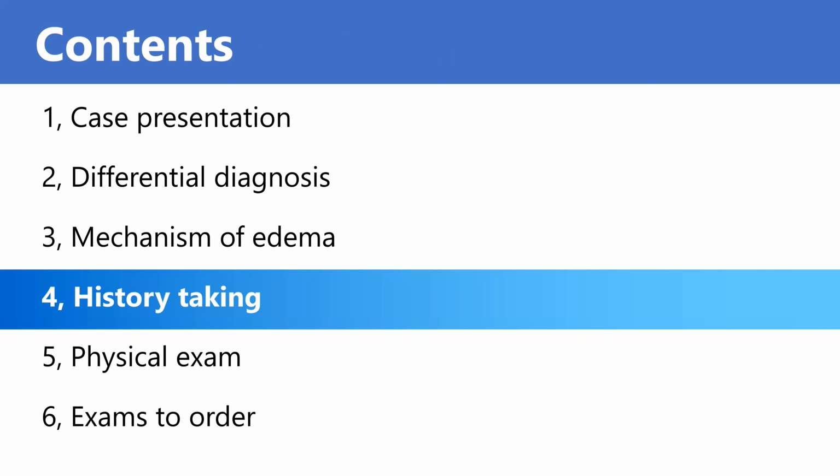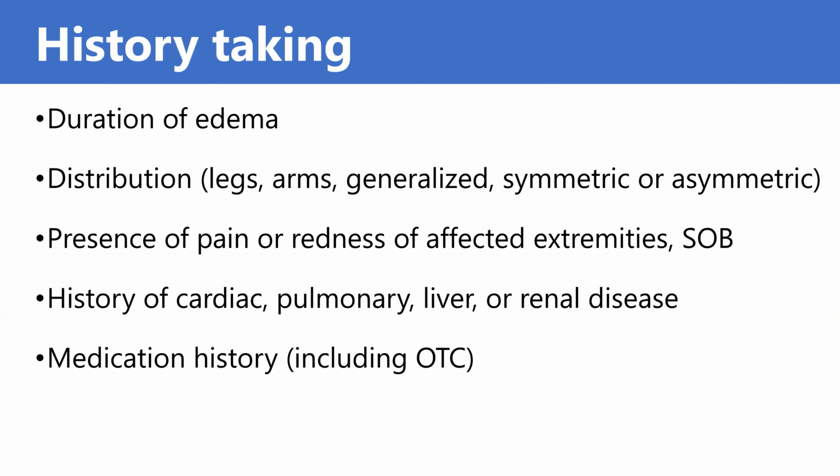So let's move on to history taking. When assessing a patient with edema, we have a lot of questions to ask, but key questions to ask in the history include the duration of edema, like when it started, or whether it is gradually getting worse or better, and its distribution, that is whether it's in the legs, arms, or generalized. If the edema is bilateral, it is important to know if it's symmetric or asymmetric.